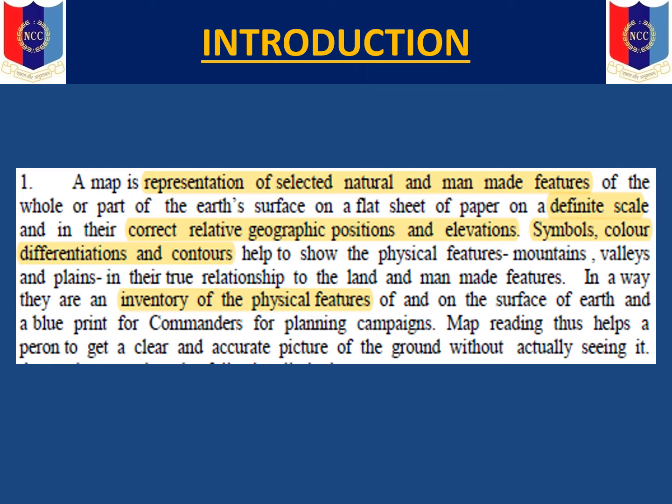So a map gives the relative geographic positions and elevations of the features on the ground on a sheet of paper. And how do we do this? With the help of symbols, color differentiations and contours. So basically, to sum up, a map can be said to be an inventory of the physical features on the surface of the earth. Now, what is the science of making maps called? It is called cartography. And who makes all these maps in India? It is the Survey of India.